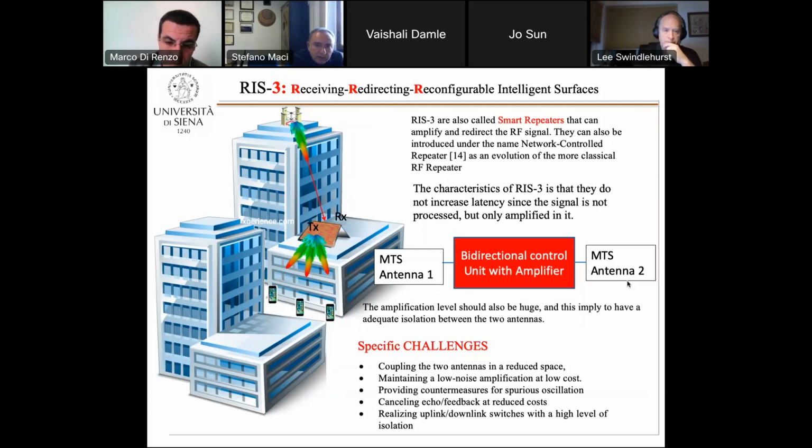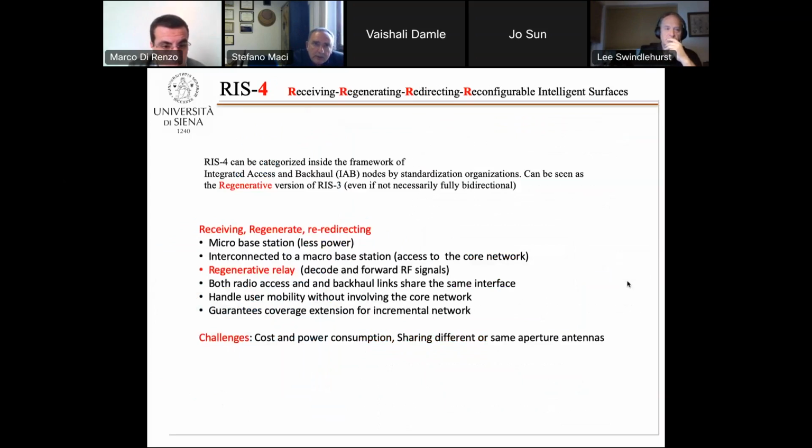low cost, especially. The specific challenges here are the coupling of the two antennas in a reduced space, maintaining a low noise amplification at low cost, providing countermeasures for spurious oscillations, cancelling feedback at reduced costs, and realization of uplink and downlink switches with a high level of isolation. This last is probably the most important thing in this type of device. For the rest, they are transmitting and receiving antennas coupled together, and the metasurface can provide a nice technology to do it.